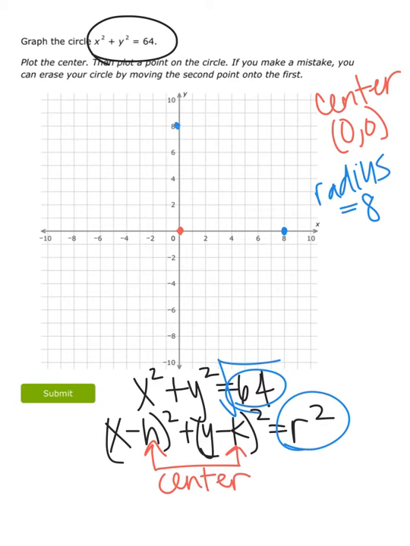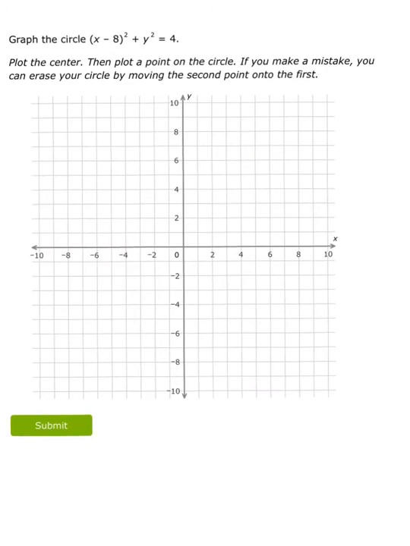My program does not let me do a perfect circle. Probably does, but I haven't figured out how to do it yet. So I'm just going to attempt to draw a perfect circle. Ooh, that was beautiful. We're going to call that good. All right, moving on to the next example.